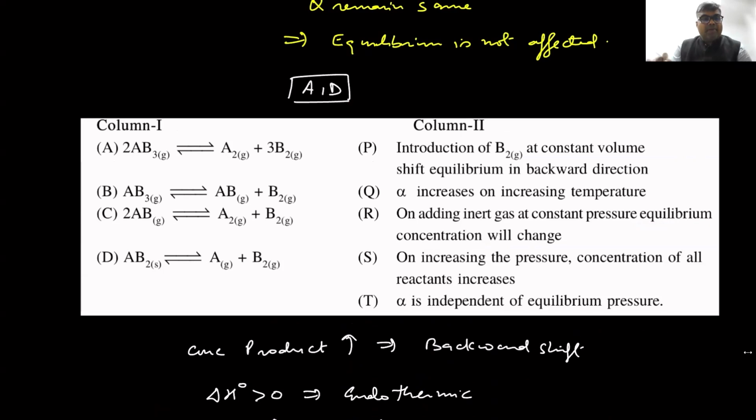So R and S will not match with D since although delta n is non-zero, and R and S both will match with C although delta n is zero. So delta n zero will not affect the equilibrium, that's true. But for concentration, we need two terms, moles and volume. Since volume has changed, mole will change.